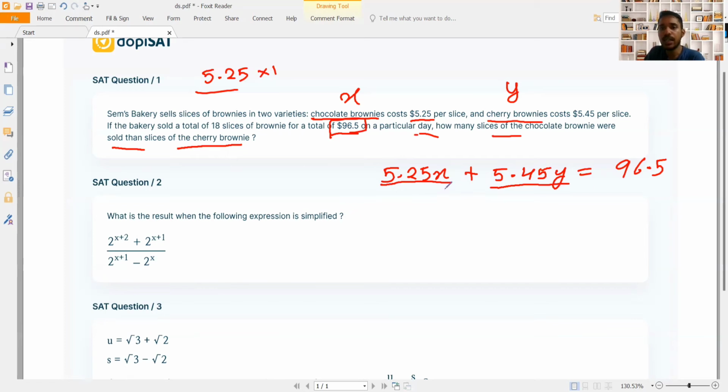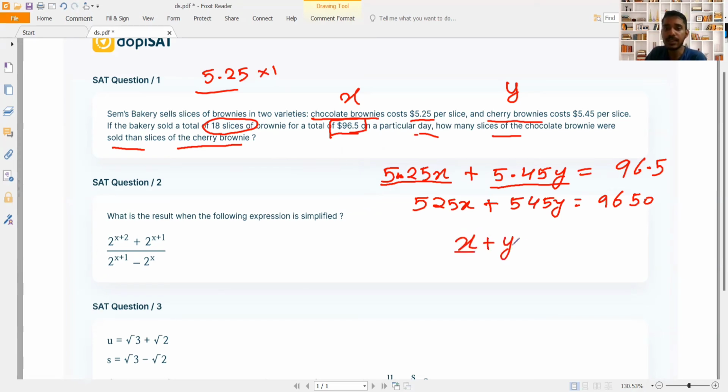Now to simplify this, I will multiply the whole thing by 100 to get rid of the decimal so that we can easily solve the problem. If I multiply this whole thing by 100, I will get 525x plus 545y equals 9650, right? Let's keep this as it is. Now, the total number of brownies sold is 18. X is the number of chocolate brownies, Y the number of cherry brownies, so X plus Y equals 18.